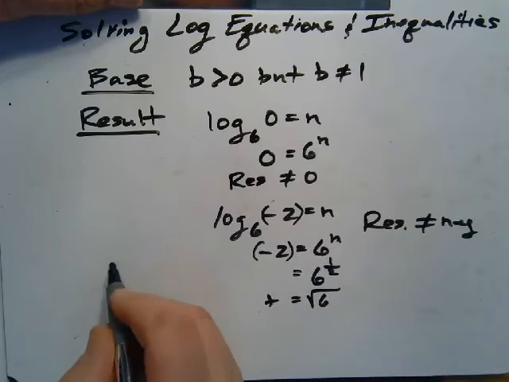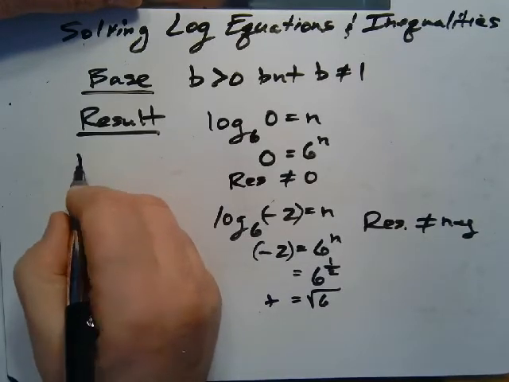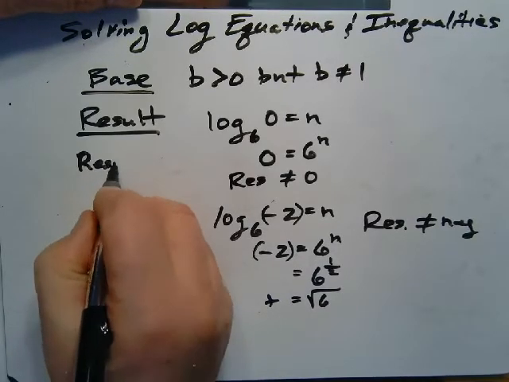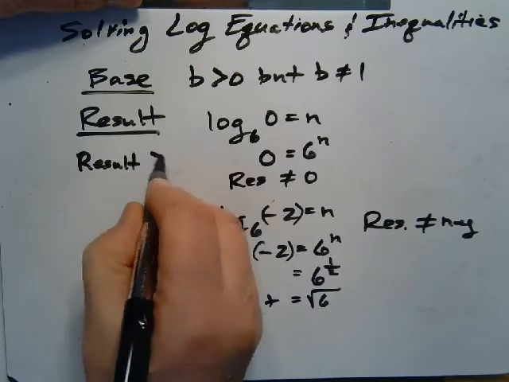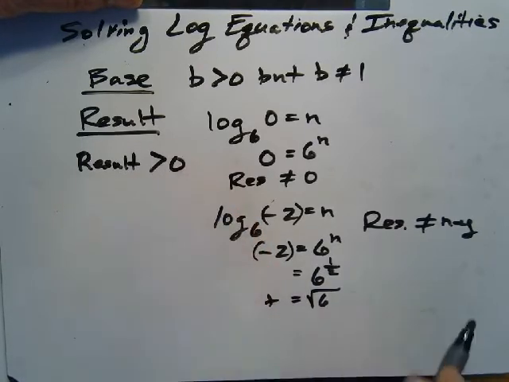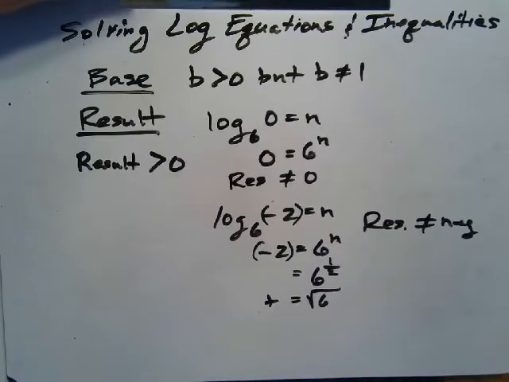So in summary, the result must be greater than 0. It can't be equal to 0. It cannot be negative. It's got to be greater than 0. Hang on to all of those restrictions because they will make a difference in how we solve problems.